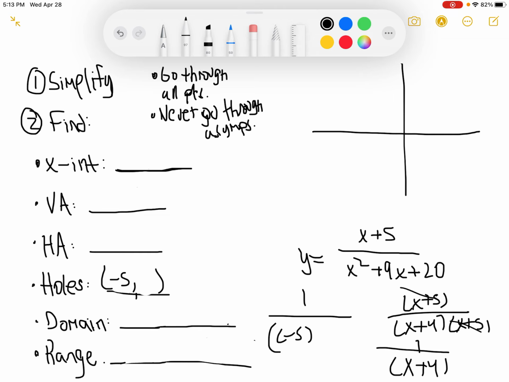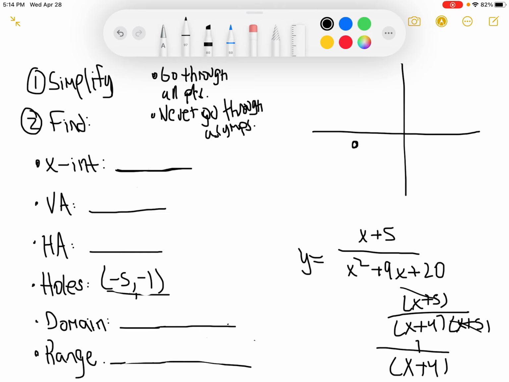Once again, I thought I messed something up, but I didn't. So you have 1 over negative 1, which is negative 1. That means the y value would be negative 1. So let's plot that point, right there. That's our hole.